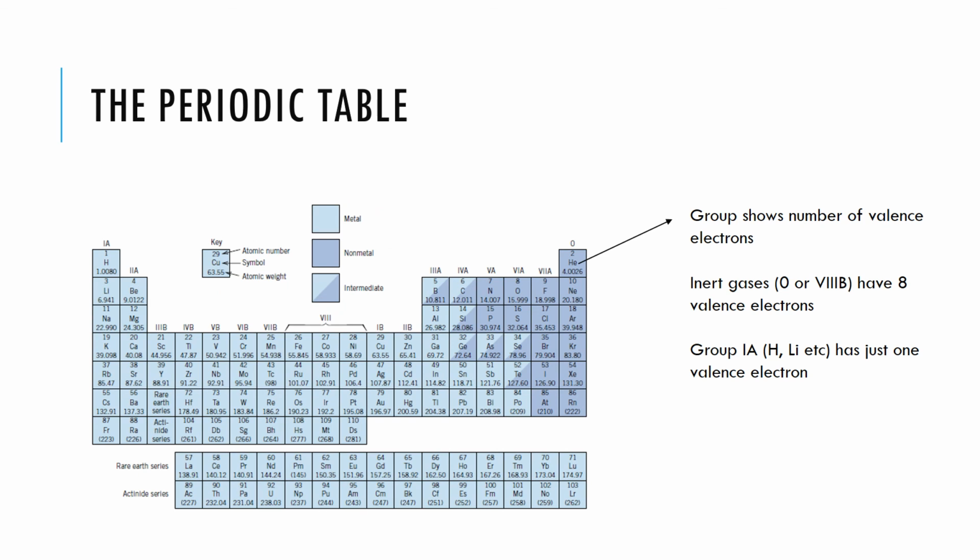So as I said, and this is an important point actually, the group that the element is in shows the number of valence electrons. So we've got there the inert gases or the noble gases, and they are found in group 8 of the periodic table, and they have 8 valence electrons. And conversely, if we move over to the left-hand side of the periodic table and look at group 1, so hydrogen through to francium, these have just 1 valence electron.